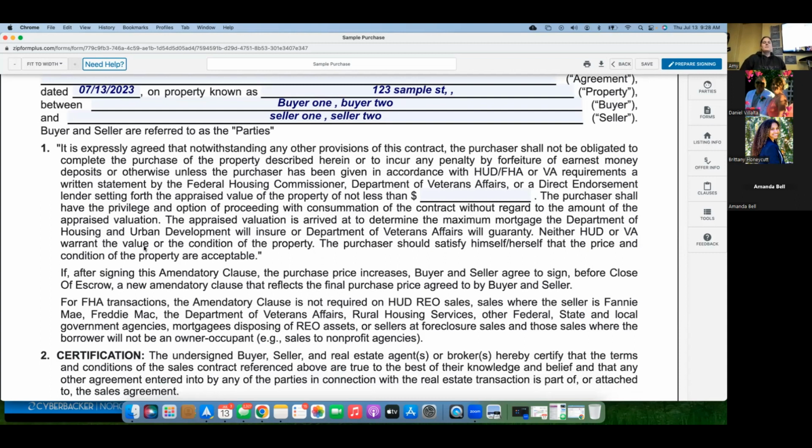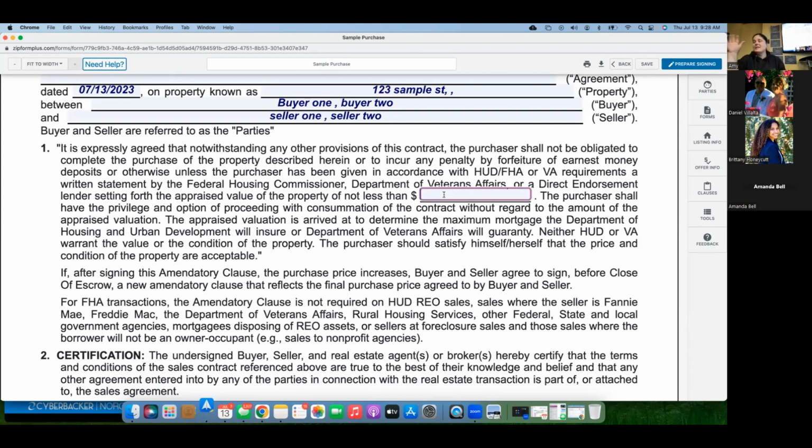All right, so number one is: it is expressly agreed that notwithstanding any other provisions in this contract, the purchaser shall not be obligated to complete the purchase of the property described herein or incur any penalty by forfeiture of earnest money deposits or otherwise unless the purchaser has been given, in accordance with the HUD, FHA, or VA requirements, a written statement by the Federal Housing Commissioner, Department of Veteran Affairs, or a direct endorsement lender setting forth the appraised value of the property not less than blank.